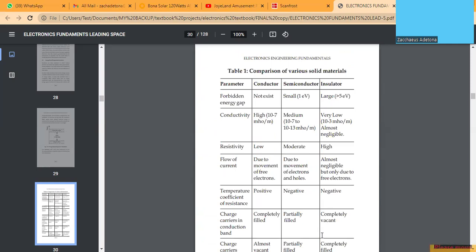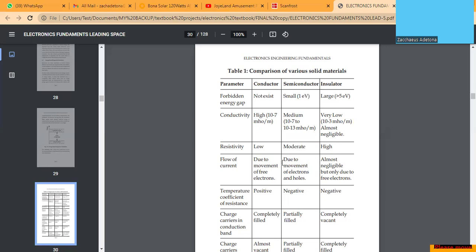Forbidden energy gap. The forbidden energy gap does not exist in conductors and is very small in semiconductors, about 1 electron volt. And in insulators, we have a large forbidden energy gap, greater than 5 electron volts. In terms of conductivity, conductors have high conductivity, 10 raised to power 7 mho per meter. For semiconductors, 10 raised to power minus 7 to 10 raised to power minus 13 mho per meter. For insulators, very low, almost negligible. So that is the conductivity value. Resistivity for conductors is very low, for semiconductors is moderate, and for insulators is very, very high.